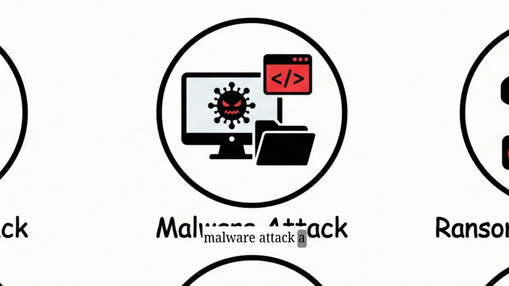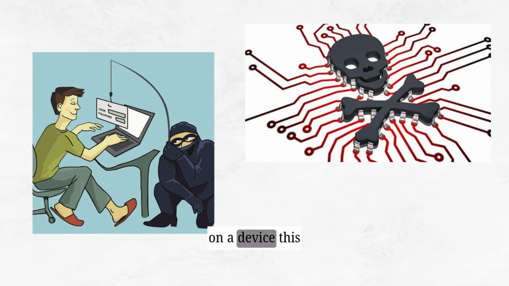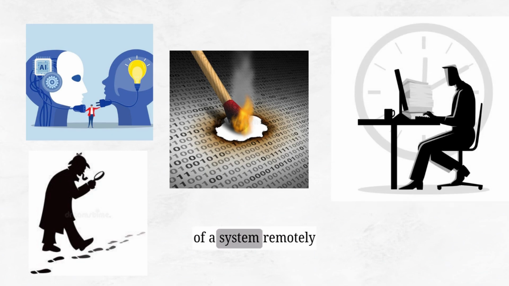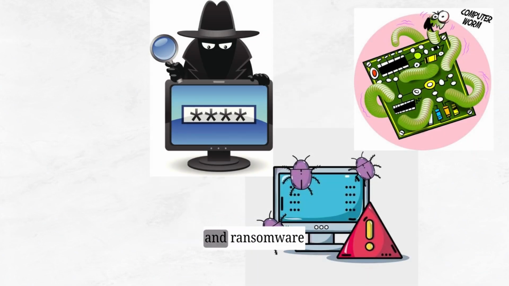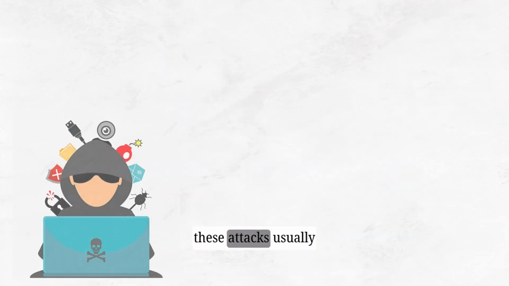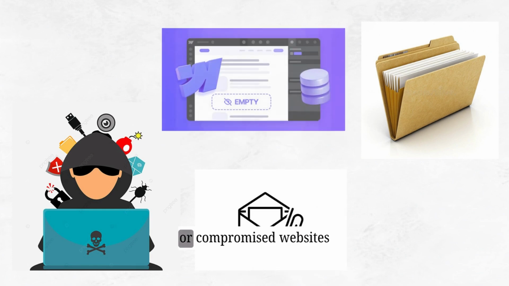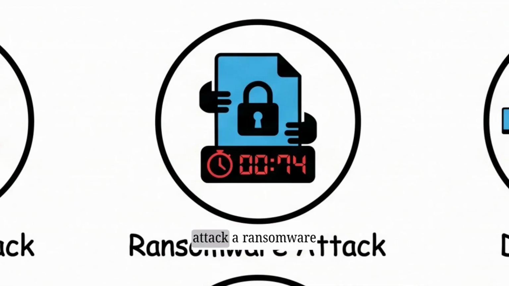Malware attack. A malware attack involves harmful software secretly installed on a device. This software can steal data, damage files, spy on activity, or even take control of a system remotely. Malware comes in many forms, including viruses, worms, spyware, and ransomware. These attacks usually spread through infected downloads, email attachments, or compromised websites, and they remain one of the most widespread cyber threats today.